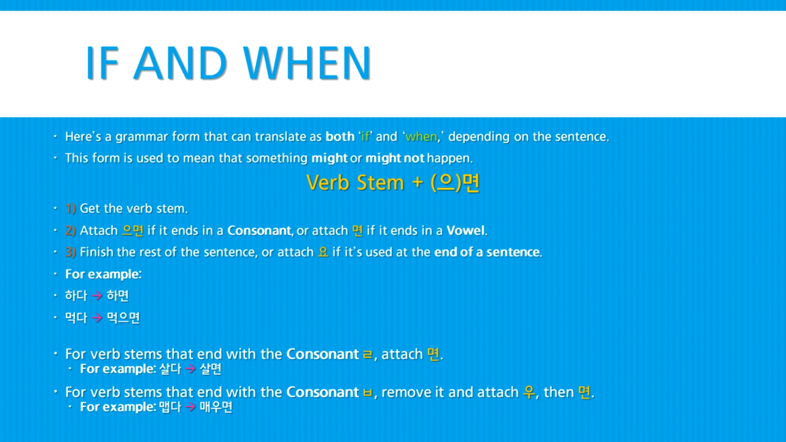For verb stems that end with the consonant ㄹ, just attach 면 to the end. So 살다, to live, would become 살면. And for verb stems that end with the consonant ㅂ, remove it and then attach 우 as usual, followed by 면. So 맵다, to be spicy, would become 매우면.